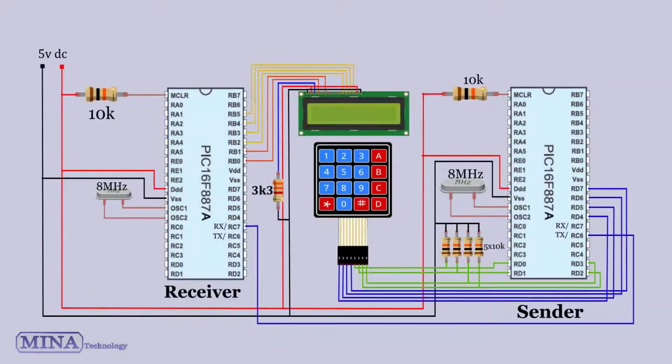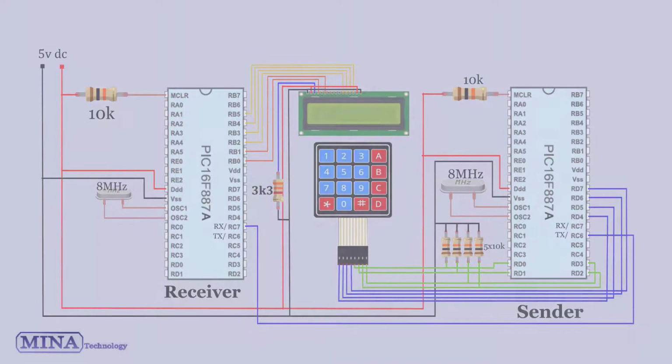Here's the circuit schematic. It has two parts, one is receiver and the other is sender. The LCD display is connected to the receiver and the keypad module is connected to the sender. Here the TX pin of the sender is connected to the RX pin at the receiver. In this tutorial, we have set the C and D buttons of the keypad module for LCD display clear and shift cursor. If you press the C button, the LCD will clear, and if you press the D button, the LCD cursor will shift to the second row.